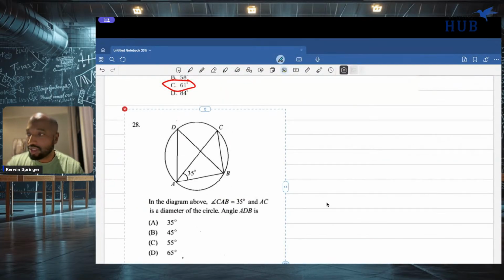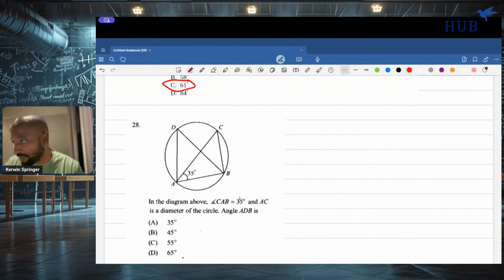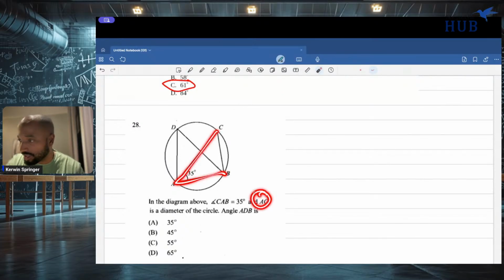Ladies and gents, in the diagram above, angle CAB is 35, and AC is the diameter of the circle. So this is a diameter, so this is 90. Angle ADB is 90. This is 35, this is 55. And if this is 55, any other angle is 55.